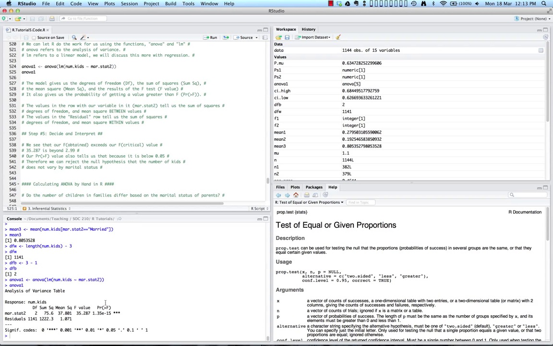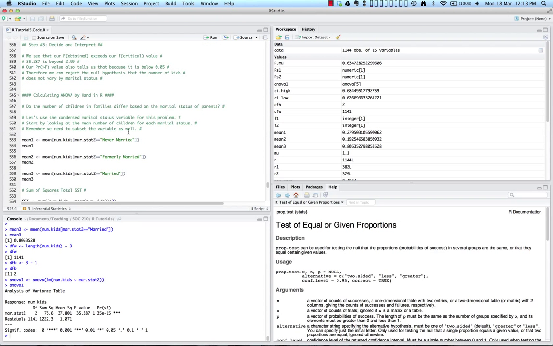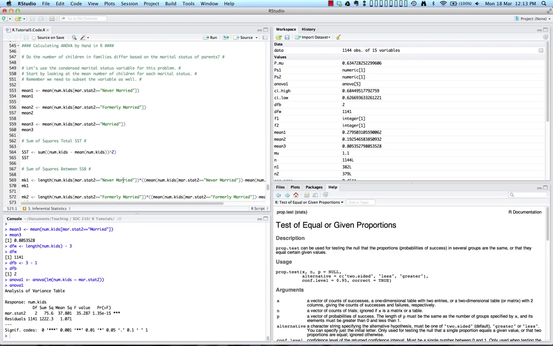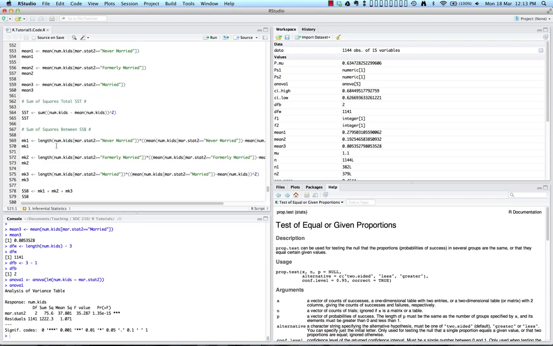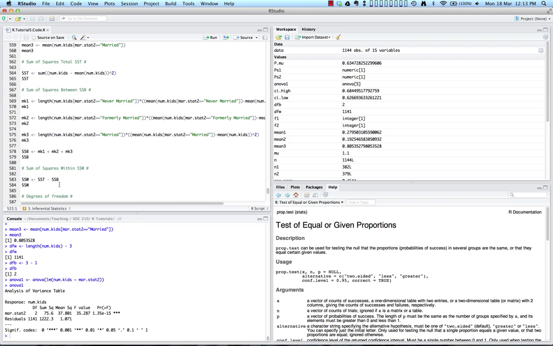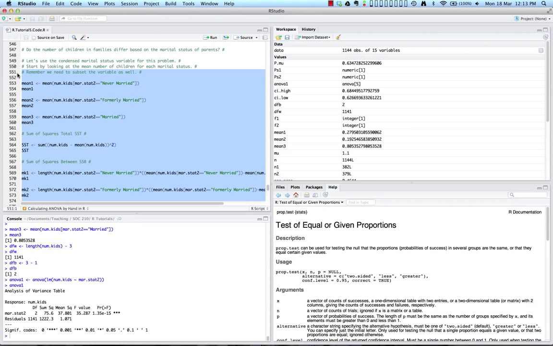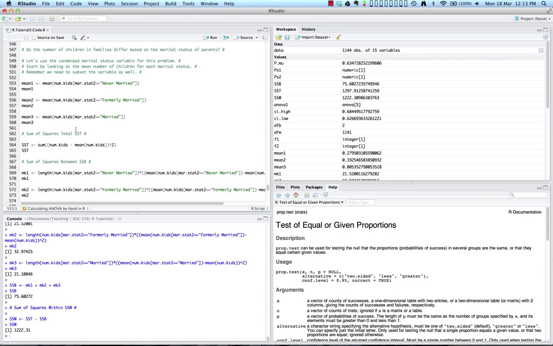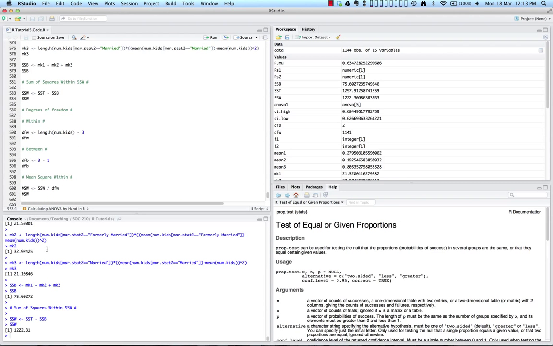We can also calculate ANOVA by hand in R. So if we go through, we can use our condensed marital status variable for this problem, which is what we've already done, and our different formulas for sum of squares total, sum of squares between, which I've broken up into 3 sets here, and also our sum of squares within. If we run those things all together, which we can do nice and easily, we get our different values for sum of squares between, sum of squares total, and sum of squares within.